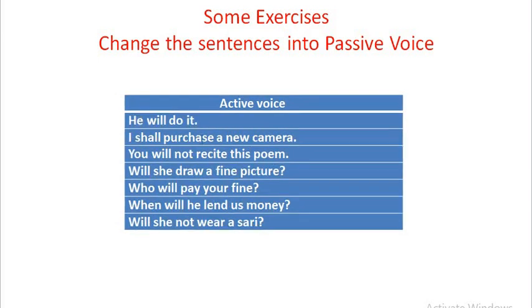Now this one will be in simple future. He will do it. I shall purchase a new camera. You will not recite this poem. Will she draw a fine picture? Who will pay your fine? When will he lend us money? Will she not wear a sari? So these are in simple future tense. Change them into passive voice.